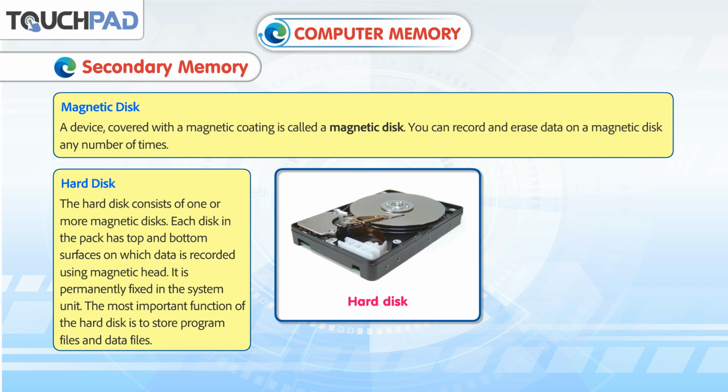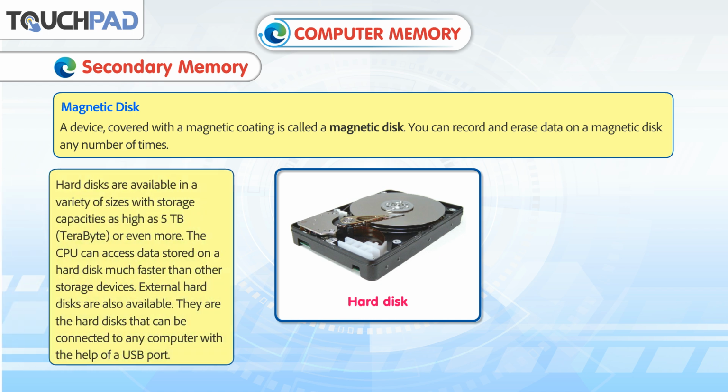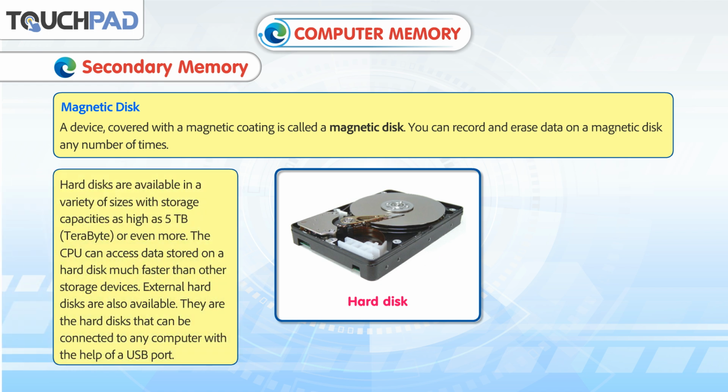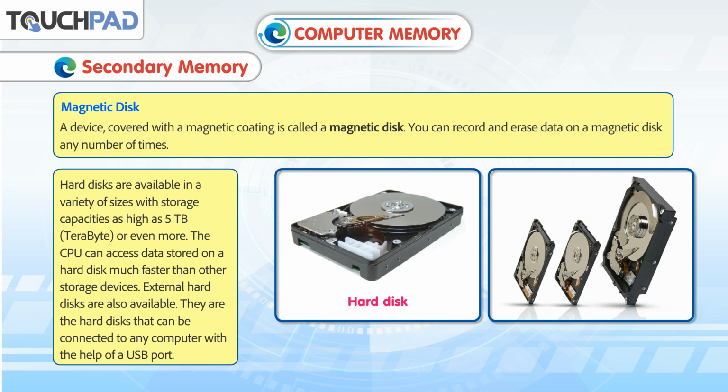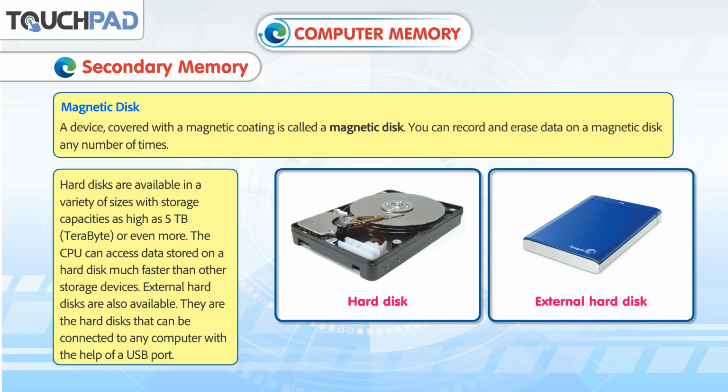The most important function of the hard disk is to store program files and data files. Hard disks are available in a variety of sizes with storage capacities as high as 5 TB, that is terabyte, or even more. The CPU can access data stored on a hard disk much faster than other storage devices.